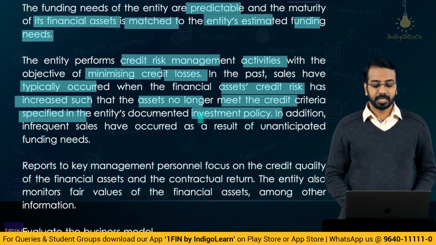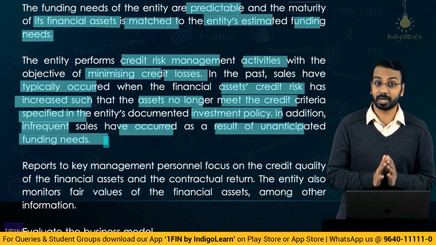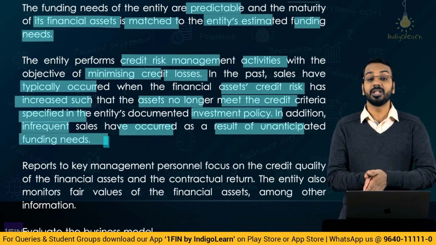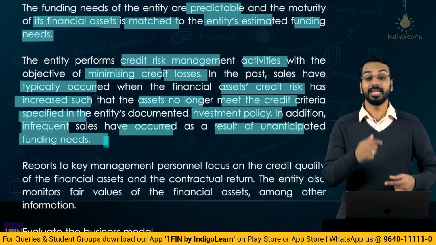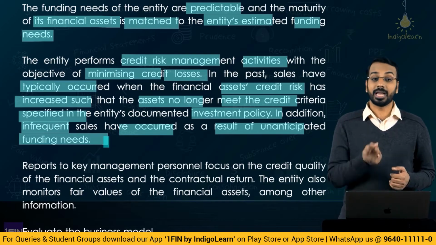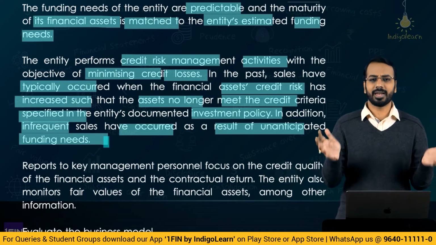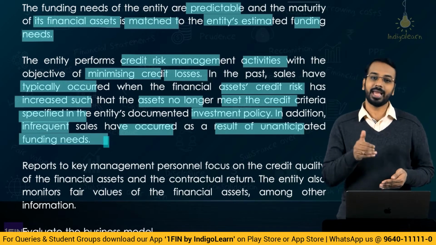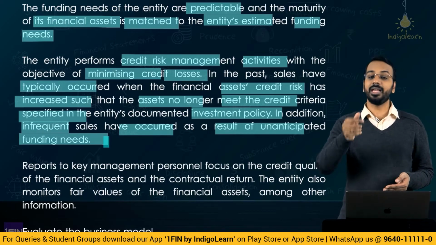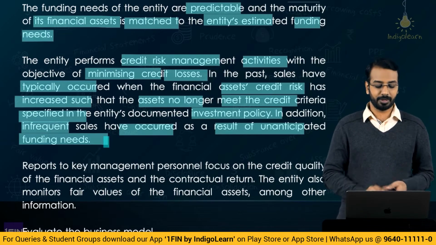Reading further. In addition, some infrequent sales have occurred as a result of unanticipated funding needs. So, some sales have also occurred, not because of credit risk, but because of unanticipated funding requirements. Maybe some urgency came up, they needed money and then they sold the financial asset. Now, these sales are not significant, they are insignificant. When you look at a portfolio of financial assets, such insignificant transactions may happen, right? As in when you need money, they may sell some small portion to meet their emergency funding requirement.